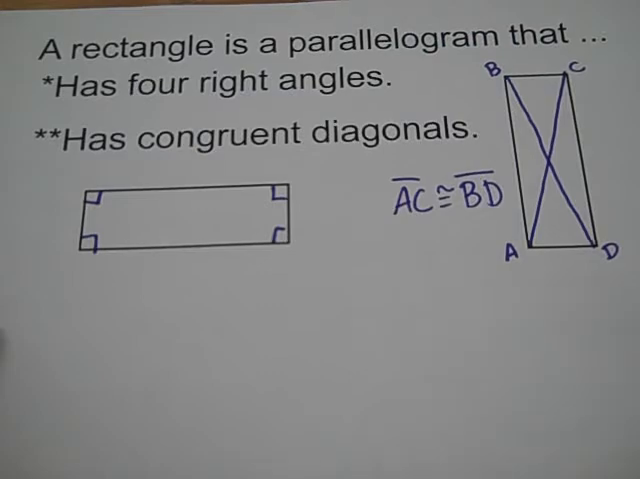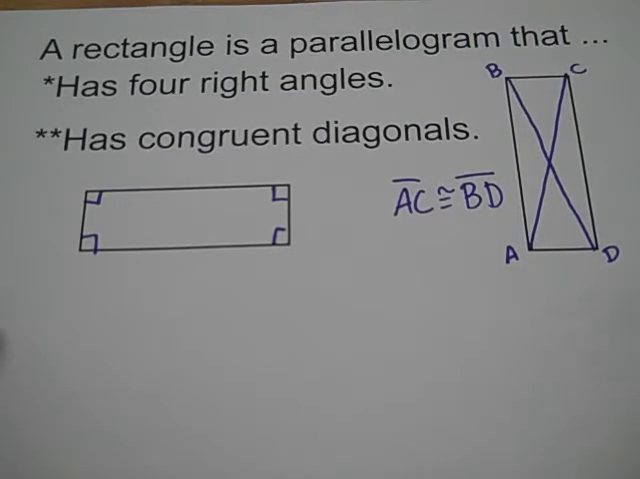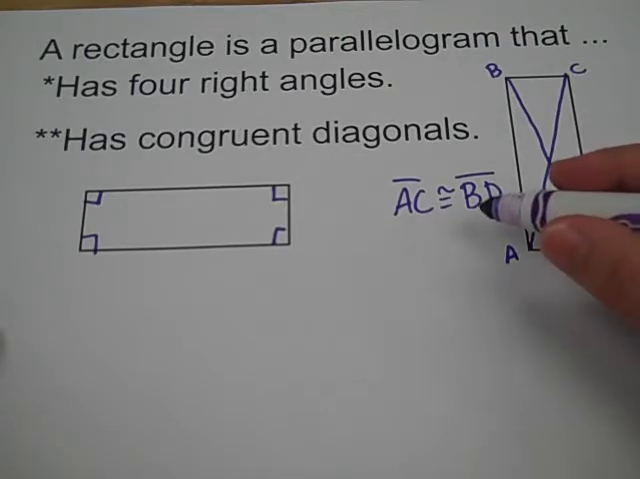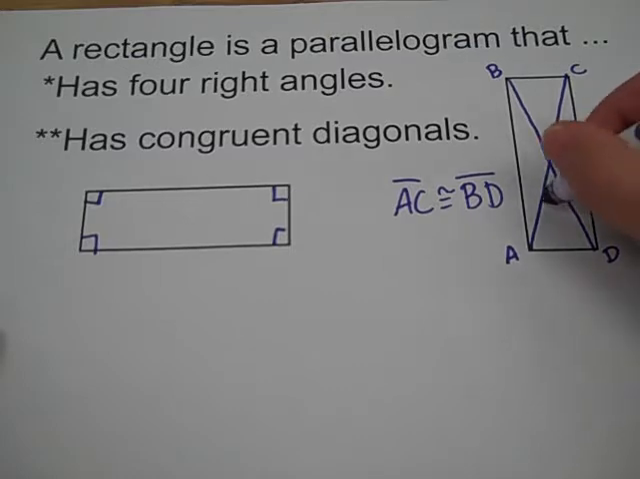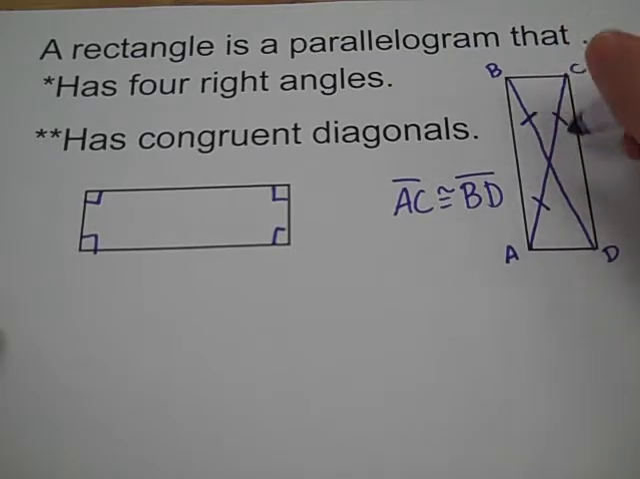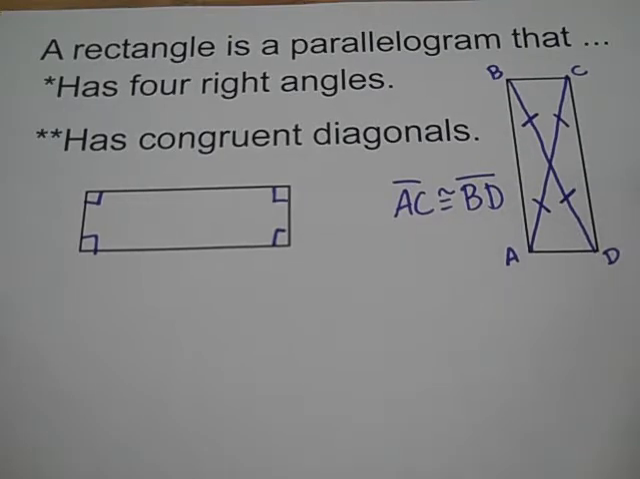A rectangle also has the characteristics that any parallelogram has. So in terms of the diagonals, a parallelogram's diagonals bisect each other. So in a rectangle, the diagonals bisect each other, and they're also congruent. That means these 4 smaller segments created by the diagonals intersecting are also congruent to each other.